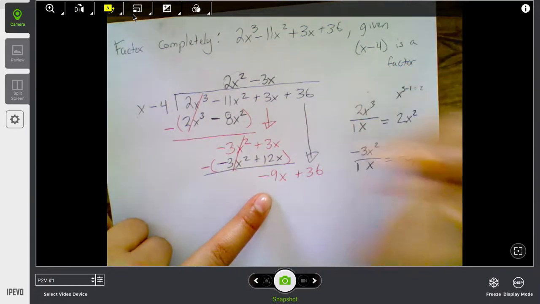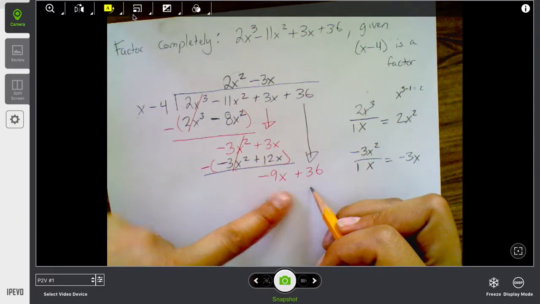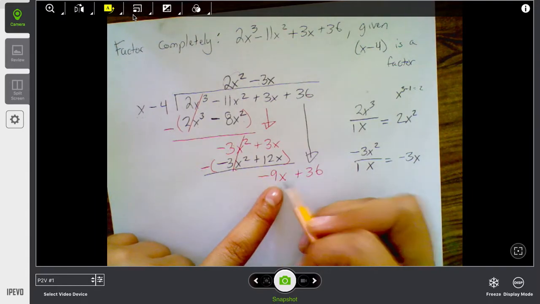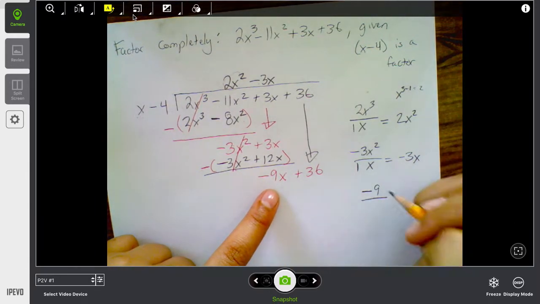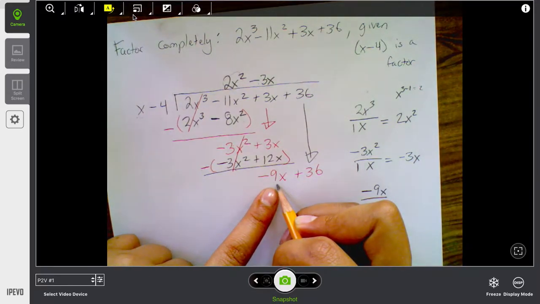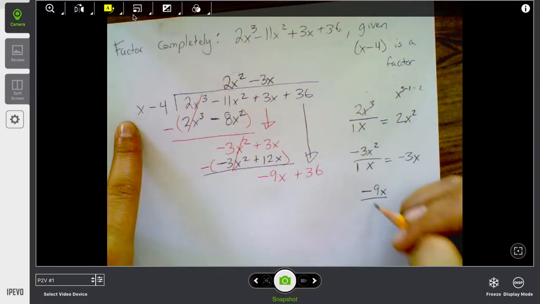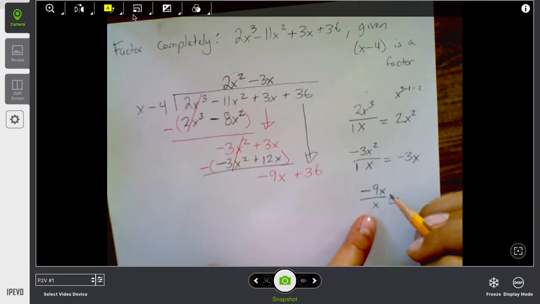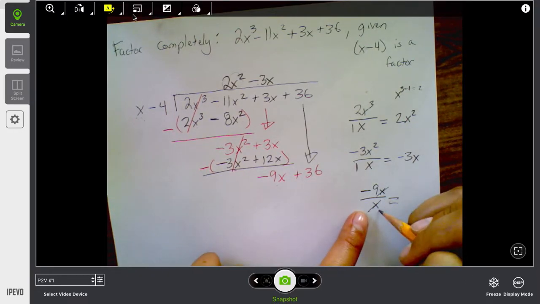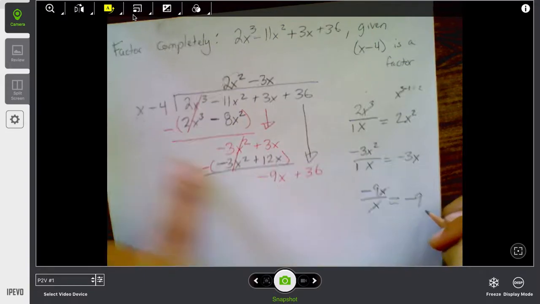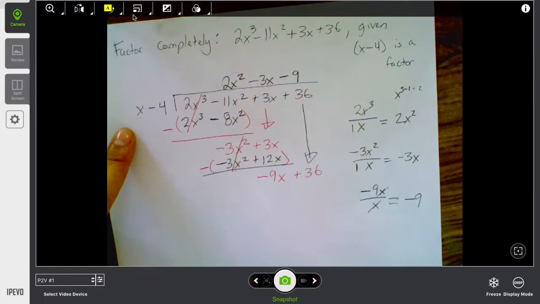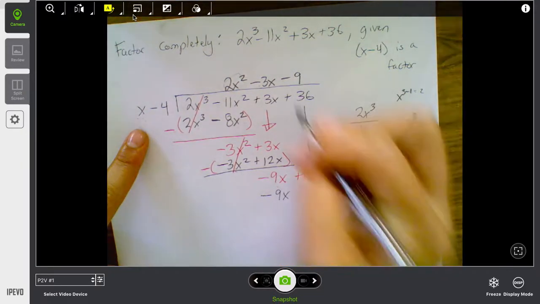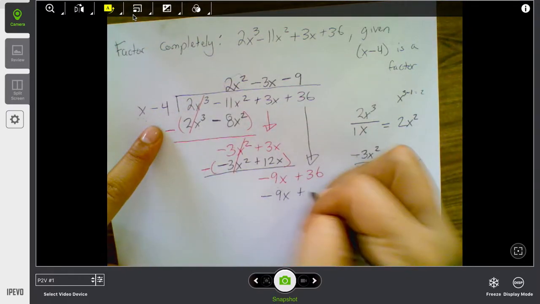The 36 I got is because I moved down this 36 from the original expression. And then I do it all over again. What times x gives me negative 9x? So if I'm not sure, I can always take the first term in the expression that I'm trying to get rid of and divide it by x, which is the first term here that's being divided into. So the x divided by x cancels out, and all I'm left with is negative 9. So that looks like that will be my next term here, my quotient. Negative 9 times x is negative 9x. Negative 9 times negative 4 is positive 36.